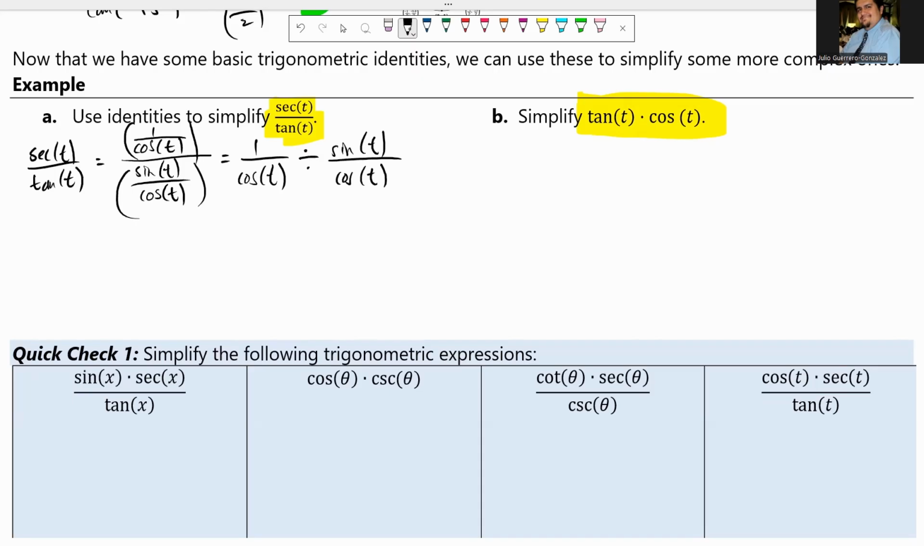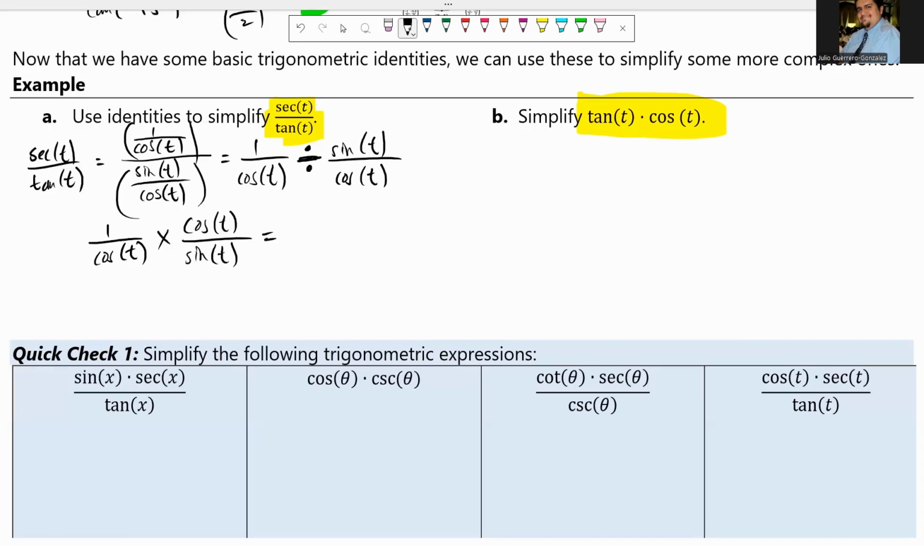Now, I'm going to do it this way. If you know another method, you're more than welcome to use it so long as it gets you the same result. What I remember from high school is that I can take a division of fractions and turn it into a multiplication so long as I flip the second one. So the first one, 1 over cosine of t, comes along for the ride, and the second one I turn into a multiplication by flipping it, so it's cosine of t divided by sine of t.